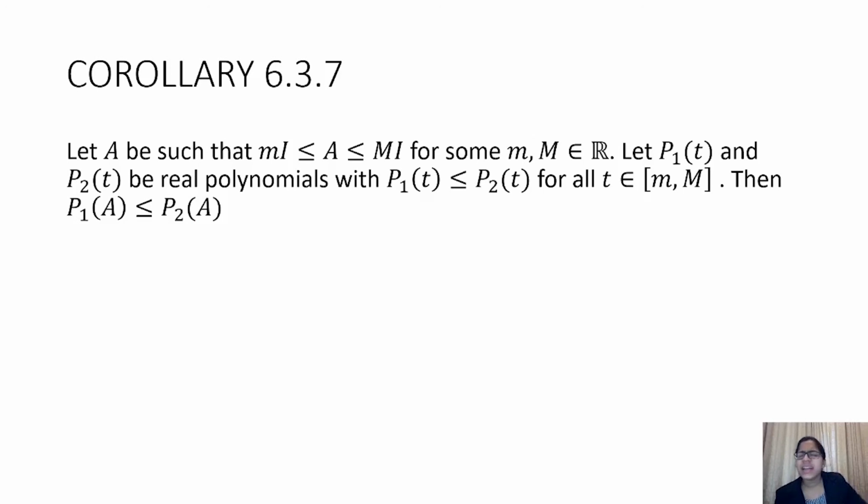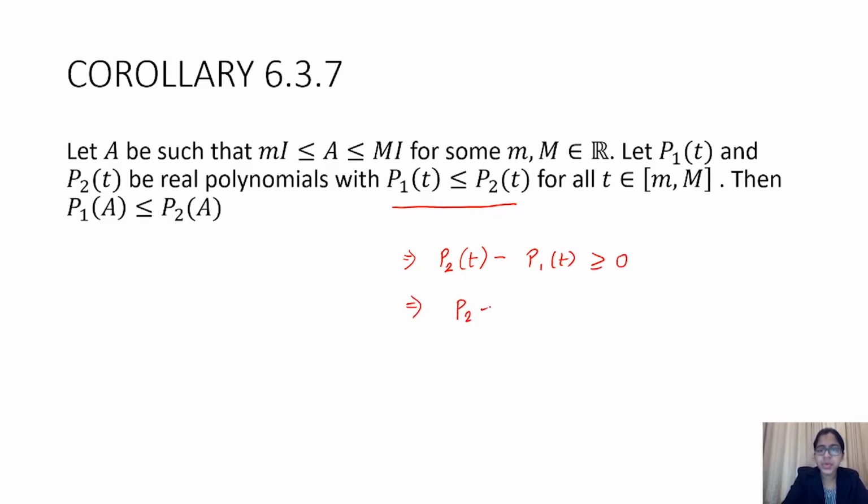So I hope the idea is clear. If you consider this polynomial, P1 of t is less than or equal to P2 of t, given to us, right? So this implies, what can I say, P2 of t minus P1 of t is greater than or equal to 0, right? Or I can write this as P2 minus P1 of t is greater than or equal to 0 for all t element of m comma M.